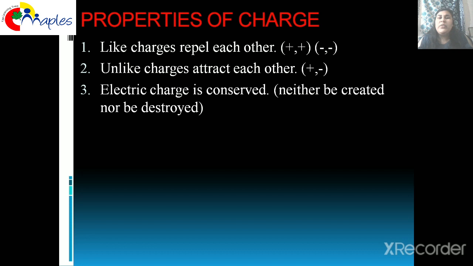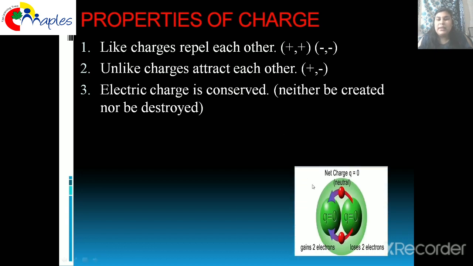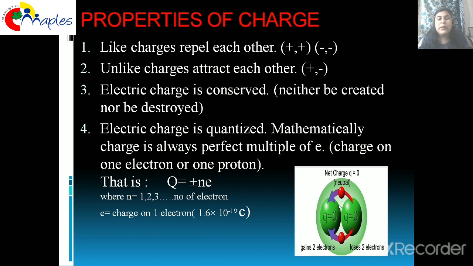So whenever you read this word conserved in physics or in chemistry, it means neither be created nor be destroyed, that we can neither create it nor destroy it. So here you can see by this diagram there is a transfer of electrons: it gains 2 electrons and it loses 2 electrons, so the net charge on the system is 0, so q equals 0, neutral state. So there is a transfer of electrons.